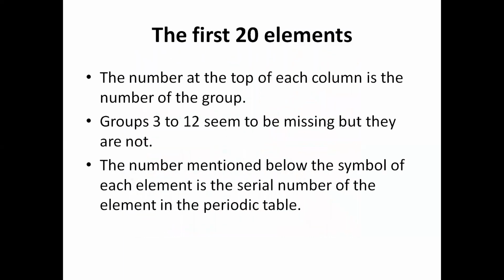Now next, the first 20 elements. The number at the top of each column is the number of the group. Second point, groups 3 to 12 seem to be missing, but they are not. Third point, the number mentioned below the symbol of each element is the serial number of the element in the periodic table.